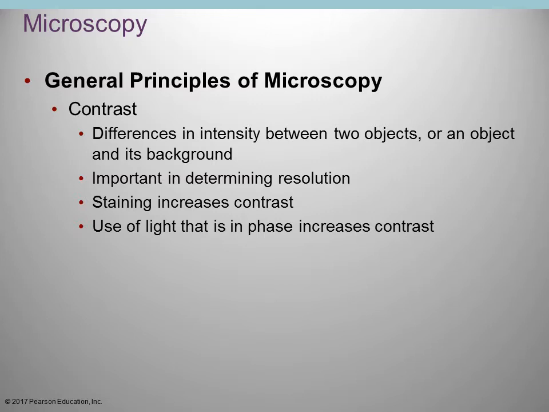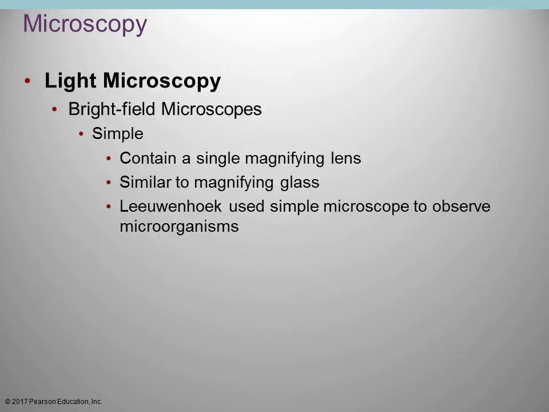Some general principles of microscopy: contrast, the differences between two objects or between an object and the background, is going to help you distinguish between two separate objects, or to help with that resolution. Staining is going to help increase the contrast, and adjusting the light intensity is also going to help with that.